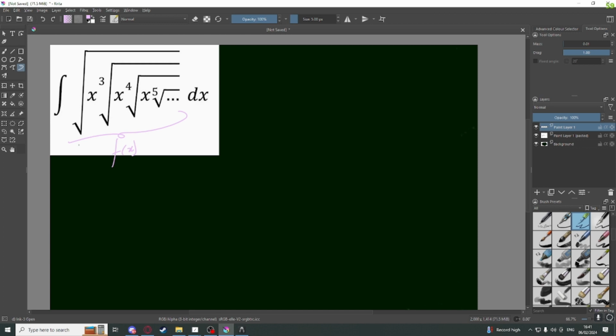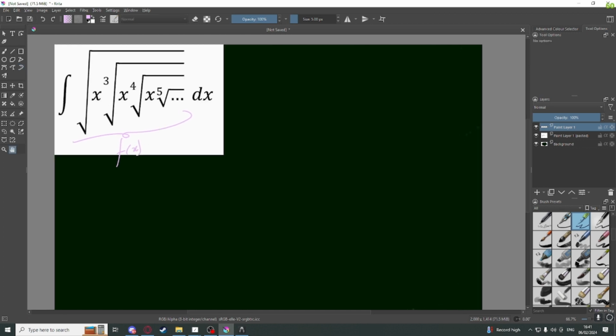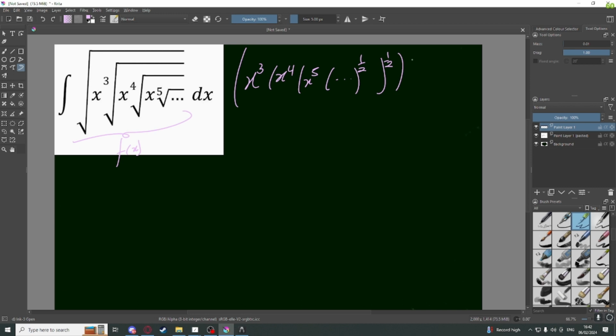And so let's just focus on the thing we're integrating, f of x. We'll call this whole infinite root f of x, and let's just simplify f of x as much as we can before we tackle this. So instead of root, I'll write everything to the power of 1/2. So I'll start with one big bracket here, x to the fourth, x to the fifth, dot dot dot, 1/2, 1/2, 1/2, and then 1/2 again.